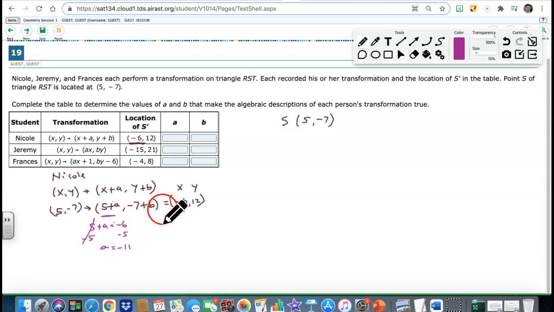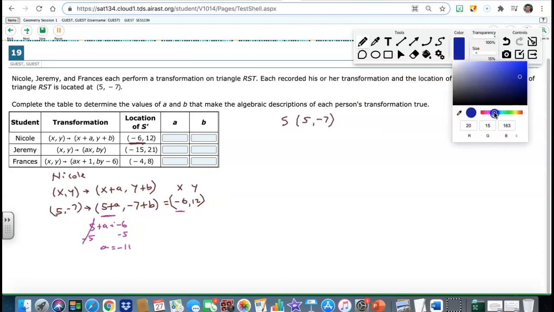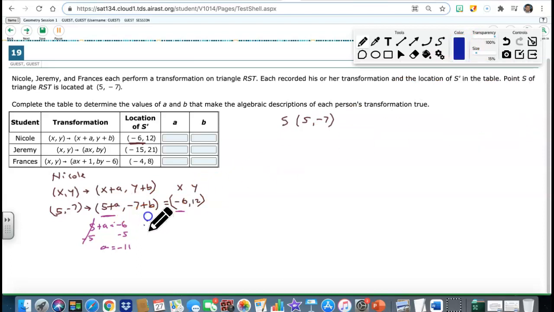Same process I do with the Y's. Negative 7 plus B is equal to 12. Cancel the negative 7. Add 7 on both sides. Negative 7 and 7 cancel. B equals 19. Click right here. That's negative 11, and here is 19. Excellent. All right, next, let's go with Jeremy.